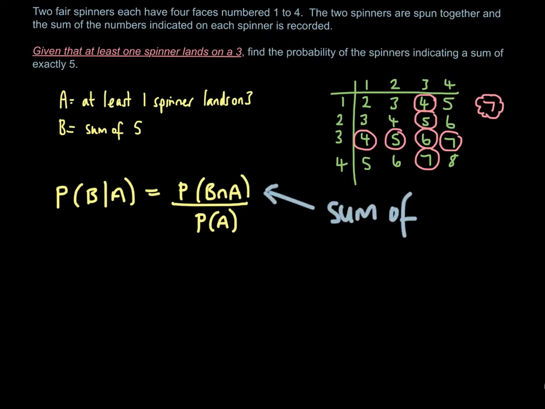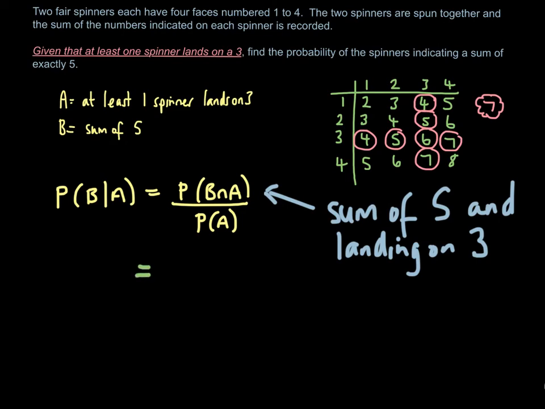The easiest way to get those probabilities is to quickly use a sample space diagram like we did in exercise 5A. On that sample space diagram, I have just circled the numbers that land on a 3. So there's 7 of them in total. So the probability of a sum of 5 and landing on a 3 is going to be those 2 5s that I just pointed out. So we're going to have 2 over 16. The sample space is 16 possible scores. And the probability of at least one spinner landing on a 3 is going to be all of those pink circles. So it's going to be 7 over 16.